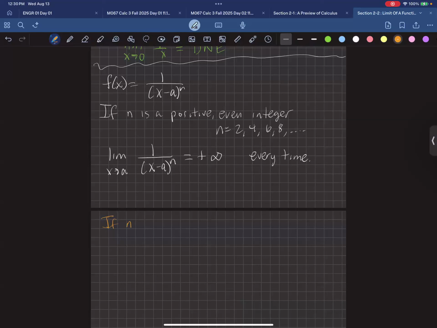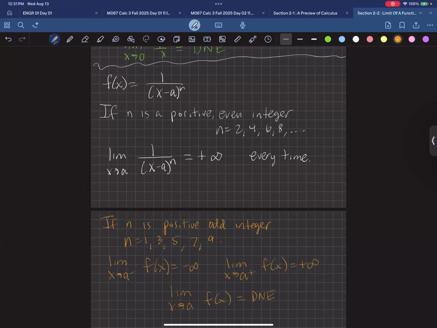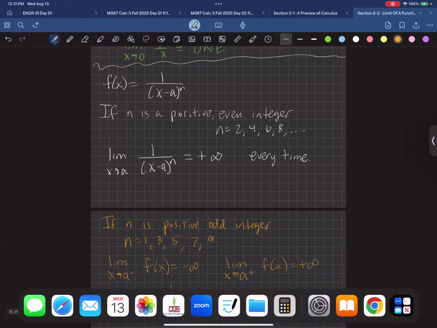If n is a positive odd integer, like n equals 1, 3, 5, 7, 9, then the limit as x approaches a from the left of f of x is negative infinity. The limit as x approaches a from the right is positive infinity. So the limit as x approaches a in general is DNE. And I'm going to stop this there.